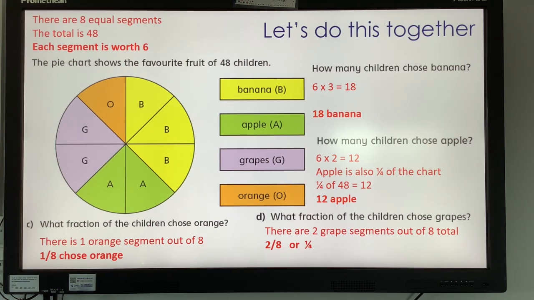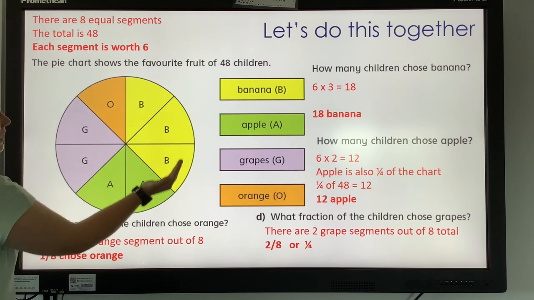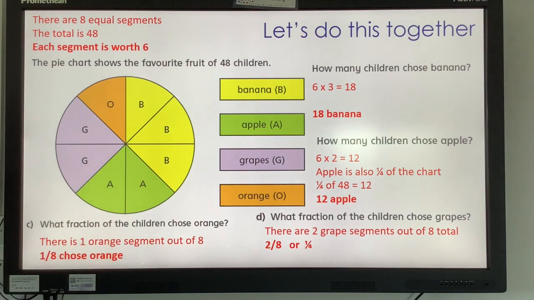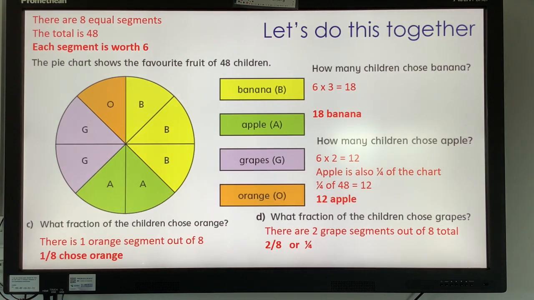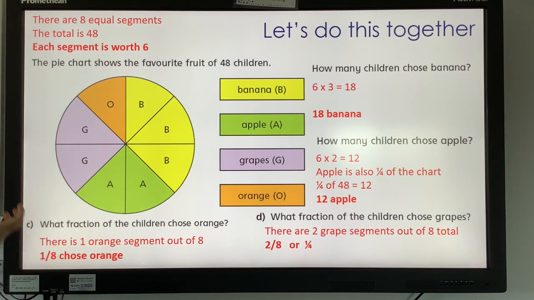Now we know that, we can work out some other questions. Now we know that each segment is worth 6. For bananas, we've got 3 segments. We've got 3 lots of 6. So we know that for bananas, it's 18. So 18 children chose bananas. How many chose apple? Well, we've got 2 segments here for apple, and we know that each segment is worth 6. So we know that 12 children chose apple.